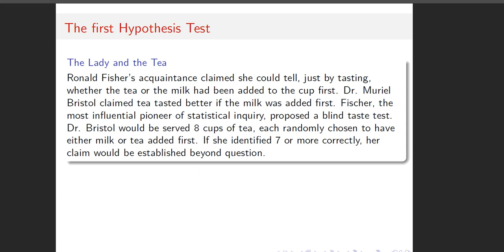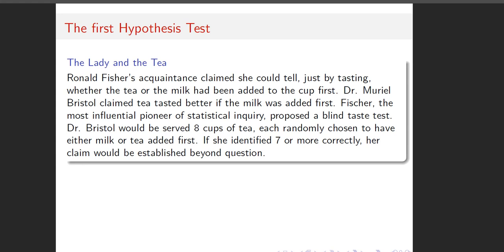So we have a lovely story about the first hypothesis test. So Ronald Fisher is the father of modern statistics, the godfather of statistics, and he had a colleague, Dr. Muriel Bristol, and she's over in his office. They have a meeting about some project that they're working on together, and he offers her some tea, and she declines because the tea has already been poured, and she says that if you add the milk after you add the tea, it doesn't taste as good as when you add the milk first and then add the tea to it.